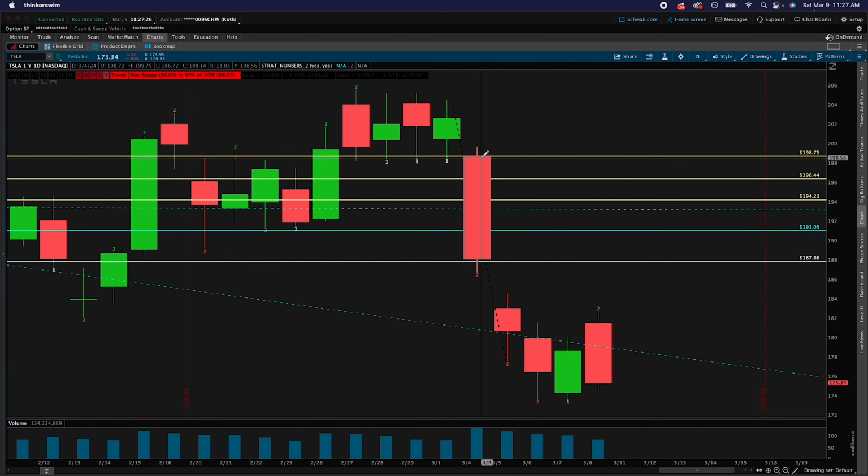That thing dropped. It triggered at 198.51, and then went to 186.83. So that's about $12 in one day. And it also had negative news to propel it, to give it even more juice to die down.